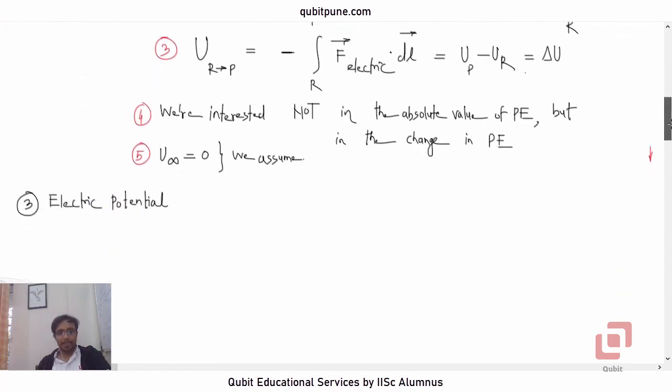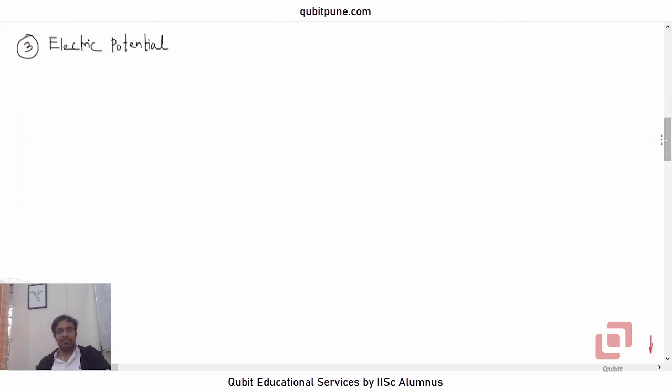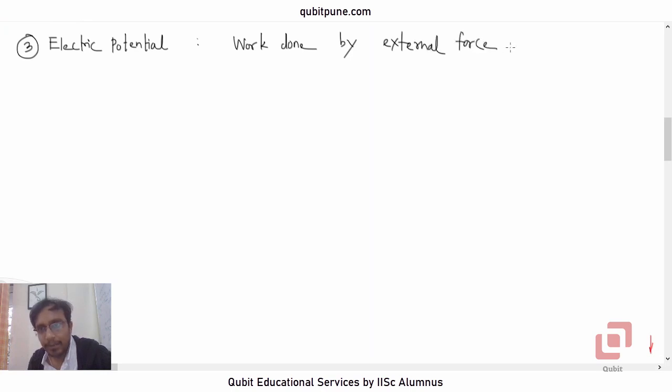Okay. Now we define electric potential. How do we define it? Electric potential is defined as the work done by external force in moving a point charge, let's say a charge, from infinity to a location.